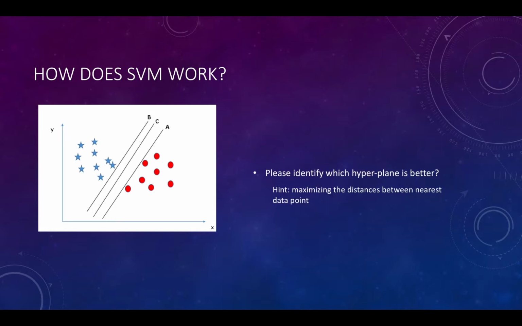Now for this picture, for the red circles and blue stars, there are three straight lines, A and B and C. Which is better? The answer is C, because it maximizes the distance between the nearest data points. So that's what SVM does.